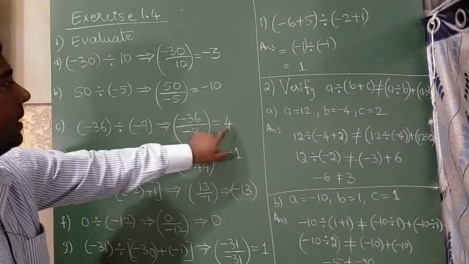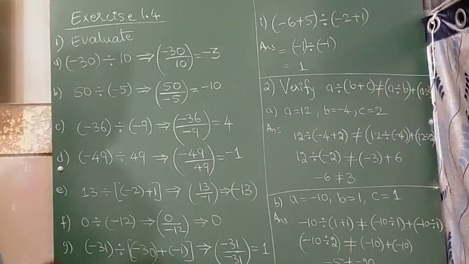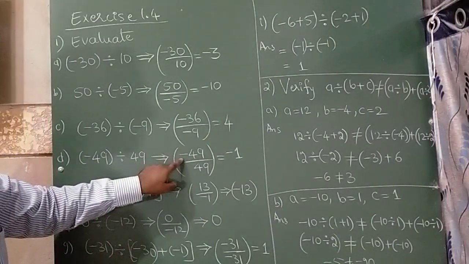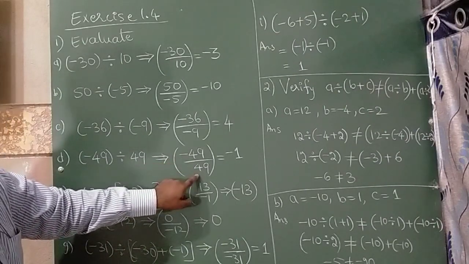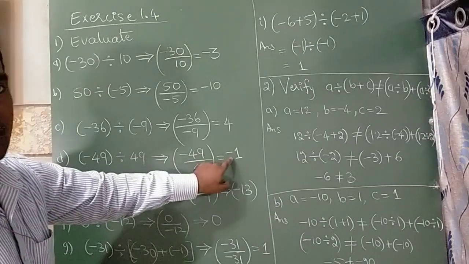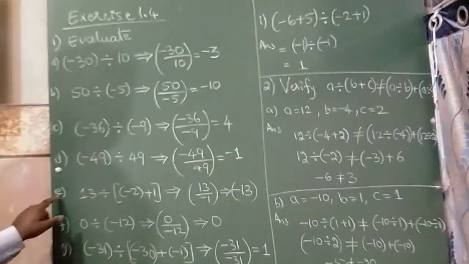9 ones are 9, 9 fours are... Okay. Now D. Minus 49 divided by 49. Minus 49 in the numerator, 49 in the denominator. 49 and 49 get cancelled. What is remaining? Minus 1 is remaining.